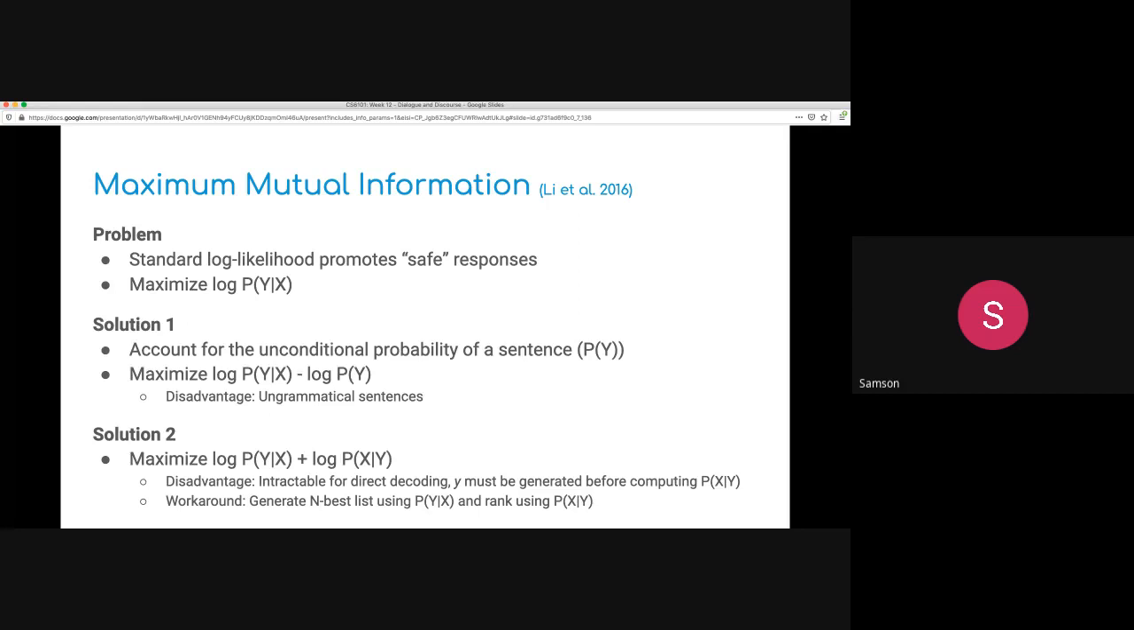The disadvantage of the first solution is that, from the paper, it seems that it generates some ungrammatical sentences. So I think what they propose doing is also adding a lambda here to control. Can you see my cursor actually?